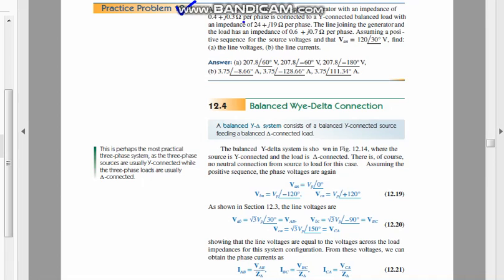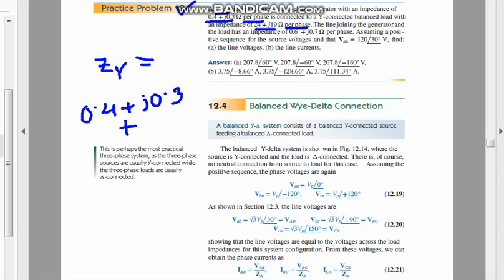First of all, look at it. Per phase is stated here, okay, and there is a Y connected balanced load. Balanced load means ZY will be equal in all three phases. So you have to add these two as it is a series connection. So you have to add up these two things and you can easily find ZY. That will be 0.4 plus j 0.3, adding to this 24 plus j 19 ohm. By adding these two you can easily find ZY.